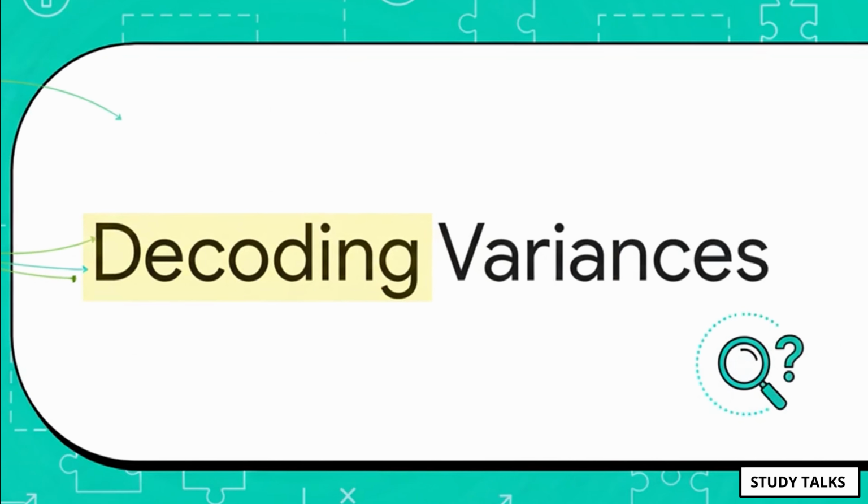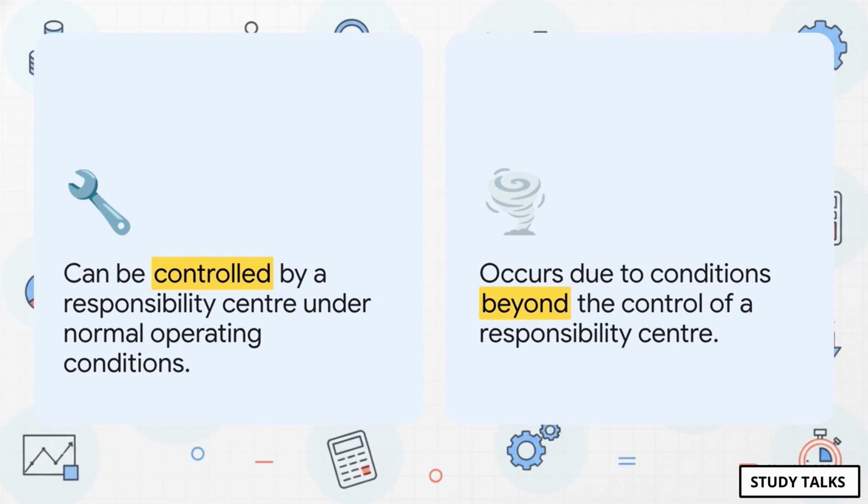All right, we are almost there. We've set our standards, measured our actuals, and now we've got these variances. The last and maybe the most important part of the puzzle is figuring out what these variances are actually telling us. It's time to decode them. First things first, you have to split your variances into 2 big buckets, controllable and uncontrollable.